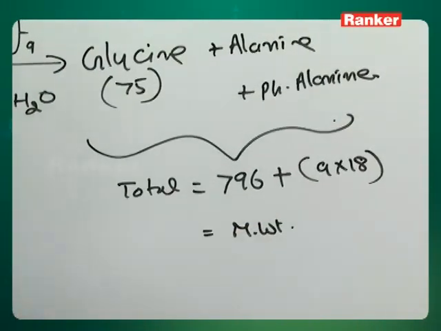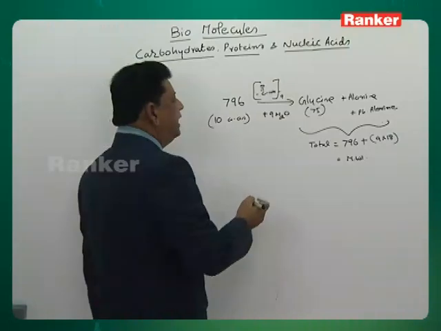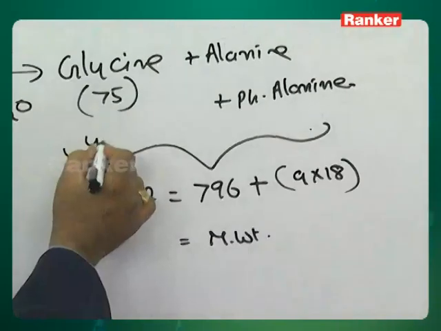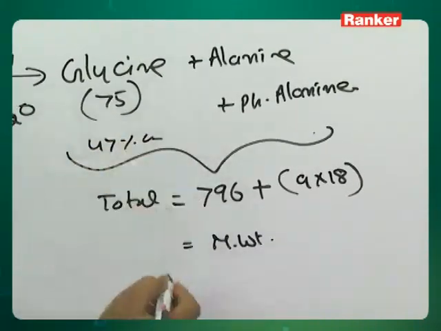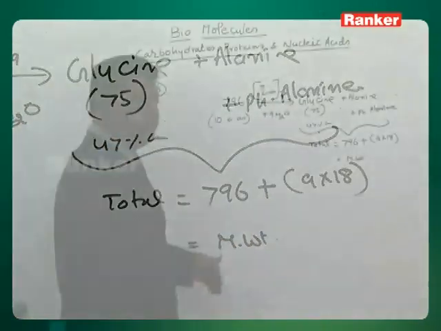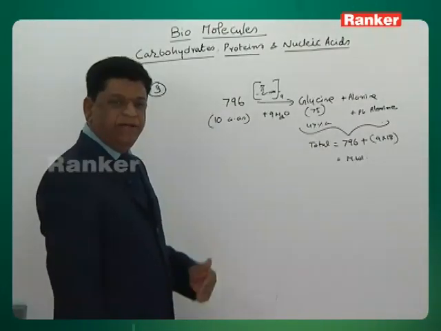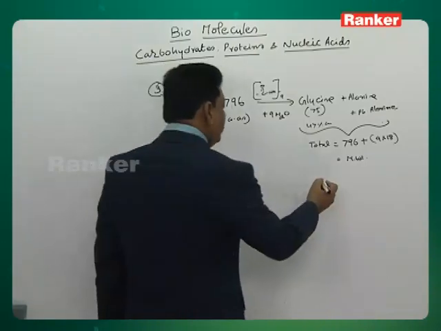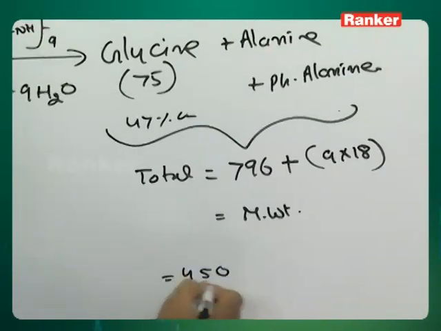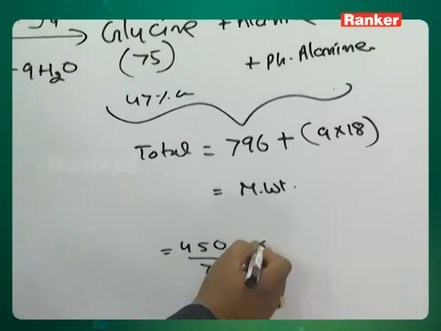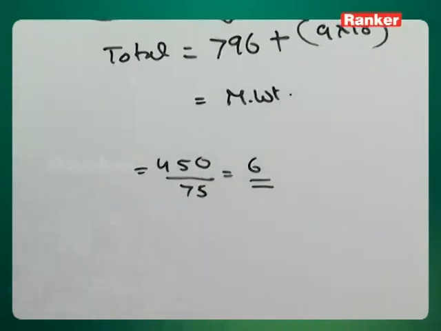In this molecular weight, 47% is the glycine. So in that 47%, how much? That is divided by 75. Around you will get 450. That 450 divided by 75, you will get 6. So therefore, 6 glycine units.